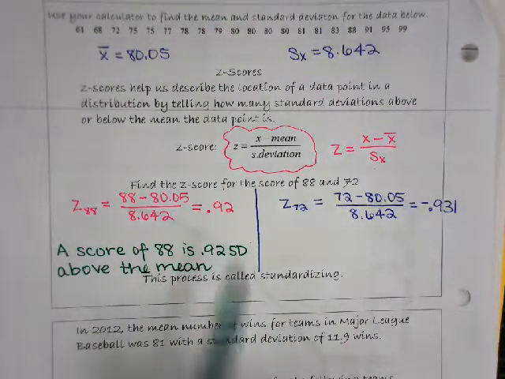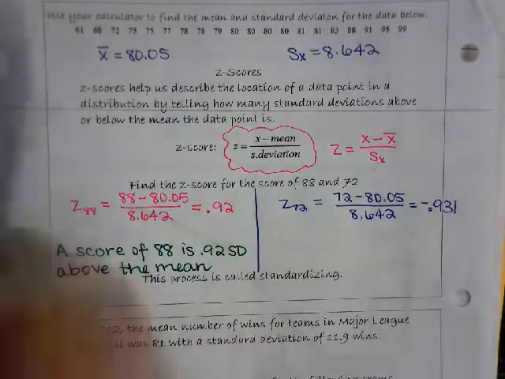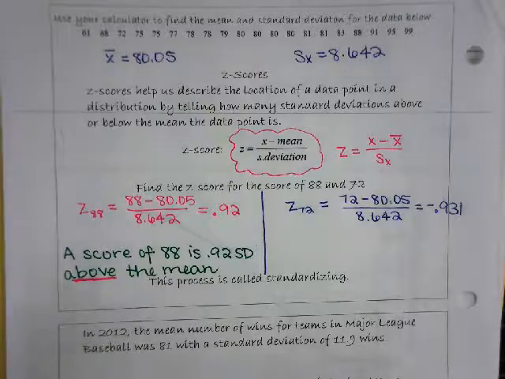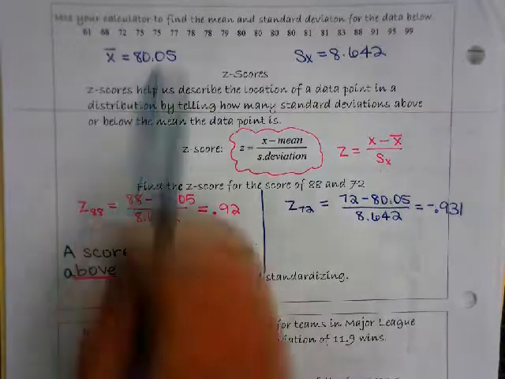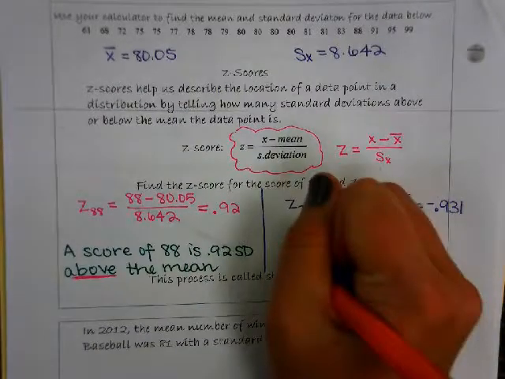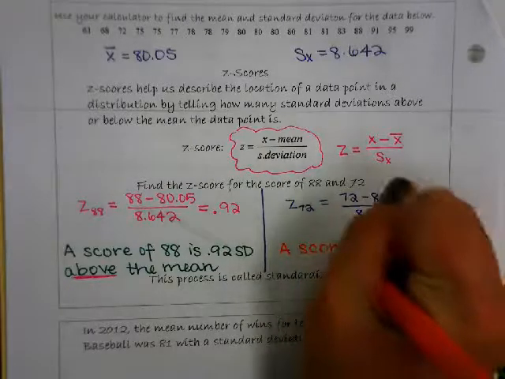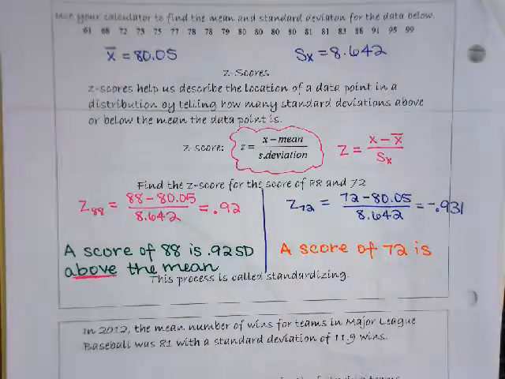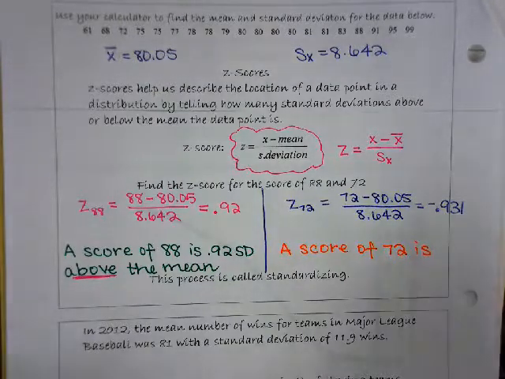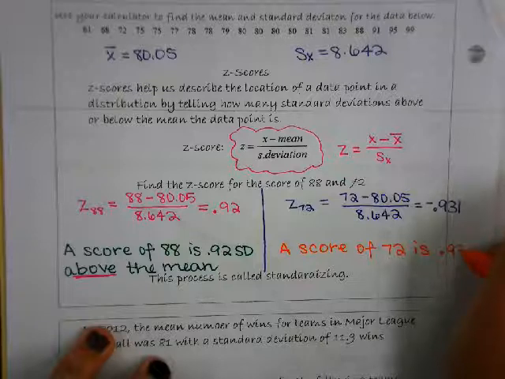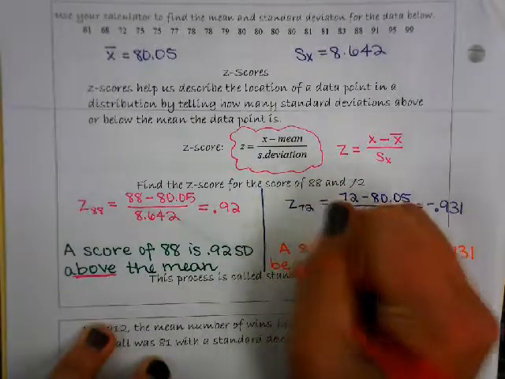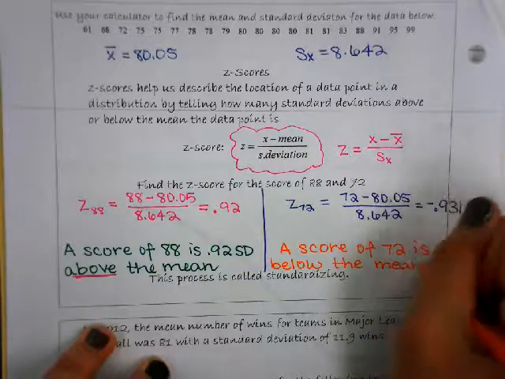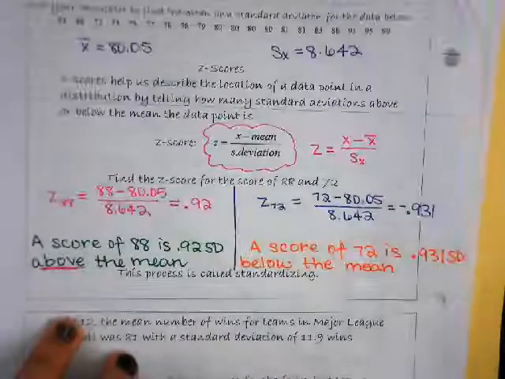When I have a positive z-score, that means I'm above the mean. When I get a negative z-score, it means I'm below the mean, which makes sense. 72 is below our mean. 88 was above. Now, when I put it into sentence form, I don't need to put the negative and say below. I'm just going to say it's 0.931 SD below the mean. The below implies that it's a negative z-score. Oops, I forgot SD for standard deviation, so I apologize.